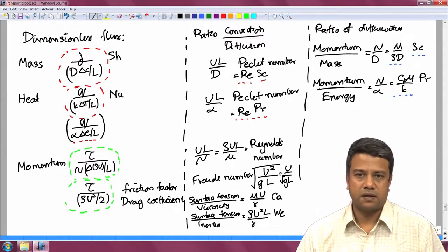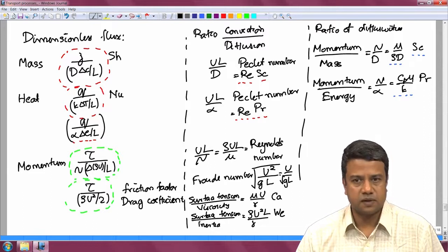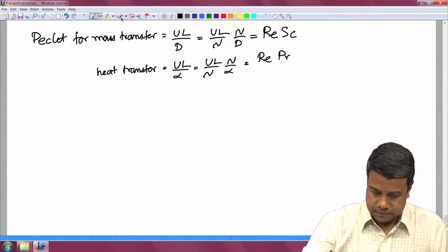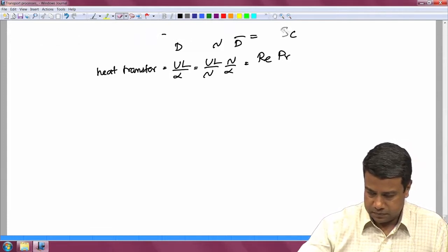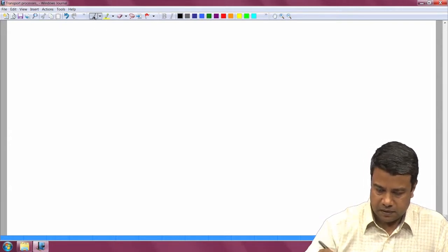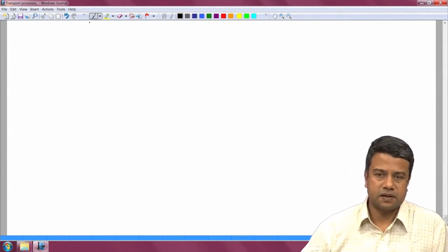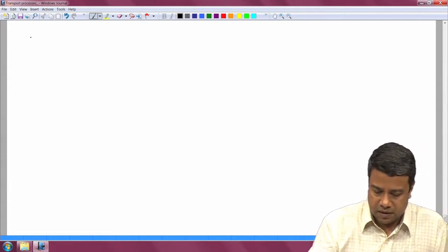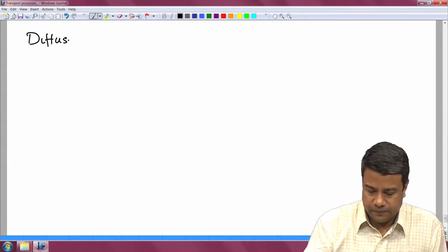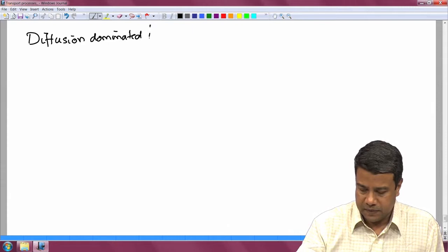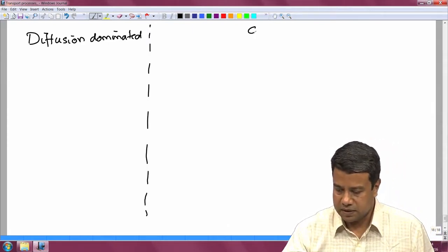So now that we have identified these dimensionless numbers, can we somehow deduce the form of correlations between these dimensionless numbers? Now all these correlations will depend on the ratios of convection and diffusion. So you will have different correlations, one set of correlations in the regime where it is diffusion dominated, and the other in the regime where it is convection dominated.